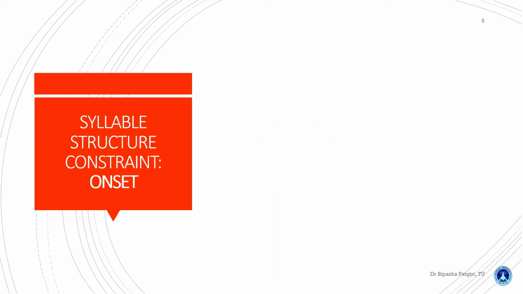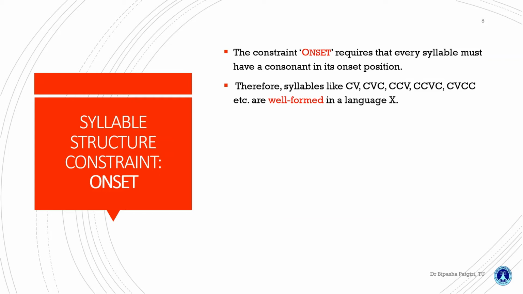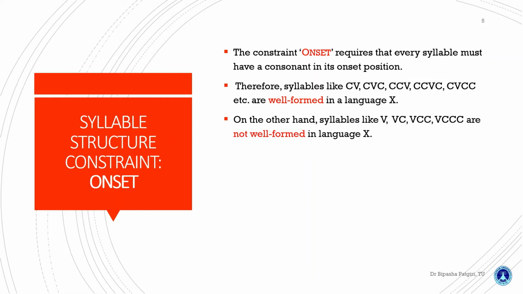Let's take an example from a syllable structure constraint called ONSET. As we are already familiar with this term, it's a markedness constraint, and it talks about syllable structure well-formedness. It requires that every syllable must have a consonant in its onset position. Therefore, syllables like CV, CVC, CCV, etc. are well formed, let's say, in a language X. On the other hand, in the same language, syllables like V, VC, VCC, etc. are all not well formed, because none of these candidates or forms have any onset in their structure.